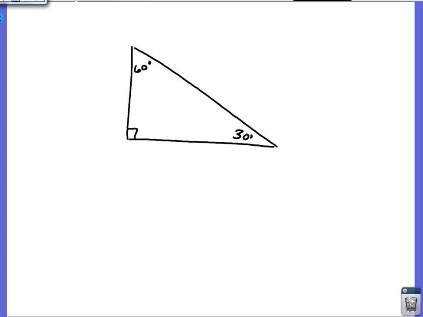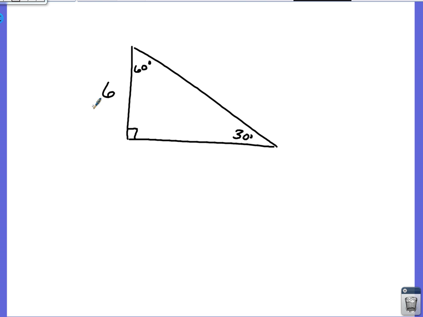Now, there's 3 different ways that I could present this problem to you. This is the easiest of the 3. I could give you the short leg. And I call it the short leg because it's across from the 30. The 30 is the smallest angle. This is going to be the smallest side. Everything revolves around that small side.